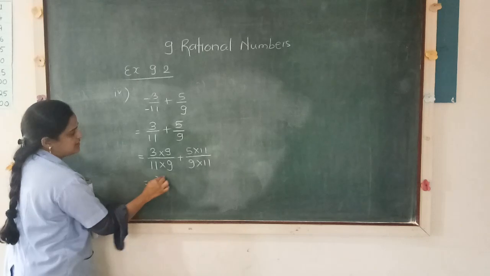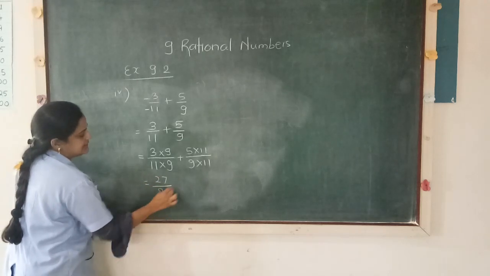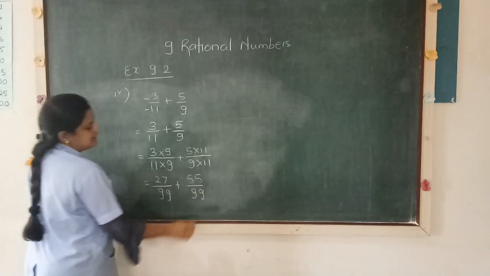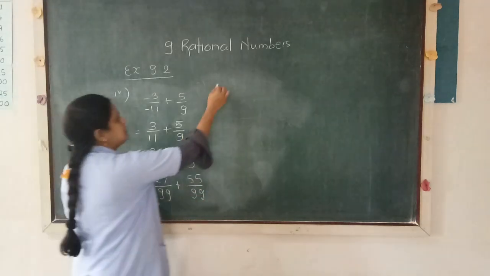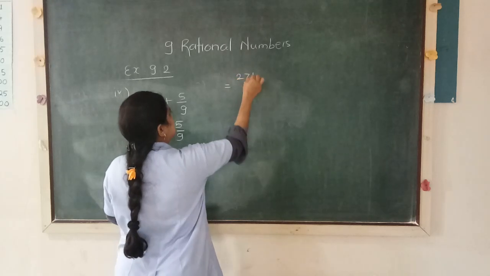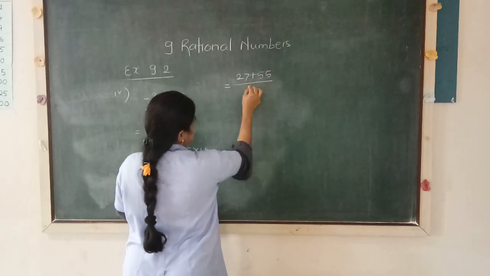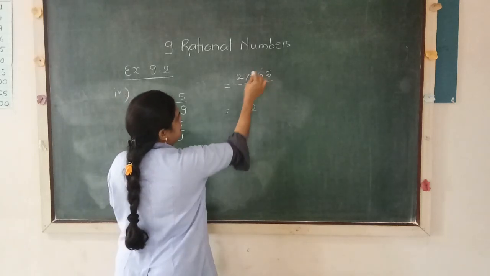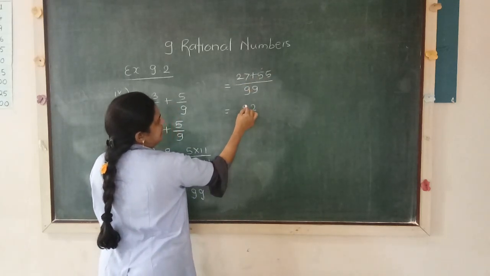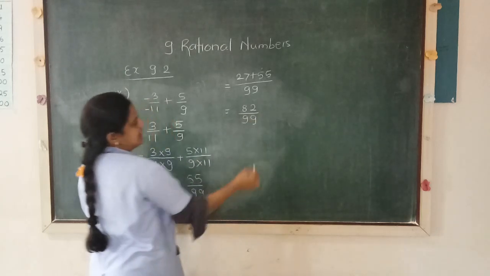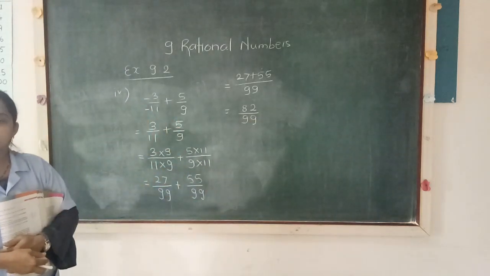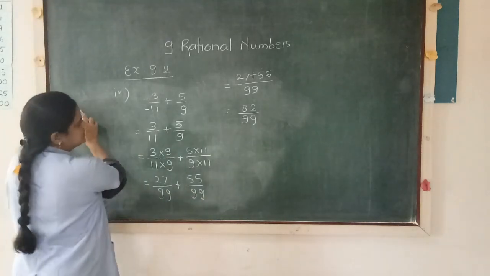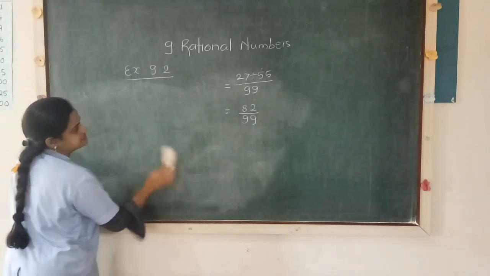Now 9 threes are 27 upon 99 plus 11 fives are 55 upon 99. Now both of them have the equal denominator, so I will easily add the numerators. And so what am I going to get? 27 plus 55, 82, upon 99. They are not further divisible, so I will leave them as they are. Clear? Now let us see the next.